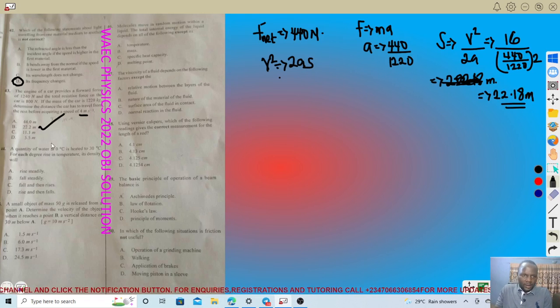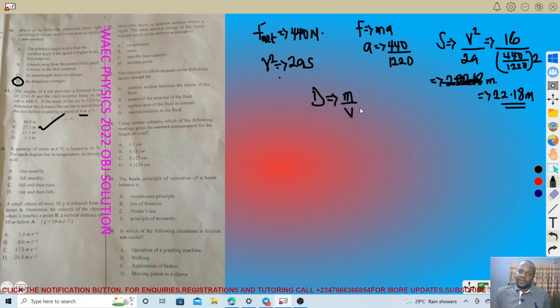The next one says a quantity of water of 0 degrees Celsius is heated to 30 degrees Celsius. For each degree rise in temperature, its density will dash. We've talked about, because it is water, the anomalous behavior of water, you know that. Normally, we know the concept is density is mass over volume. Everybody knows that. When temperature is increased, volume increases. When volume increases, you expect density to decrease, right? When volume is increased, density will fall, then it will rise again due to anomalous behavior.